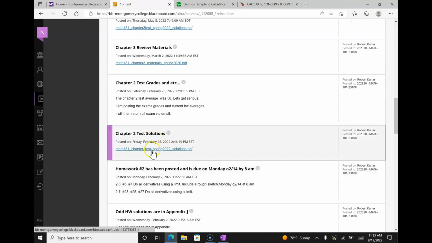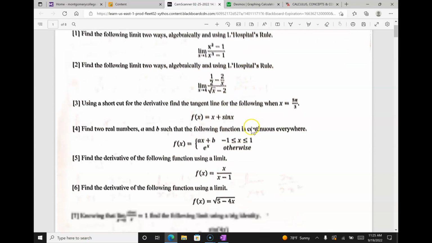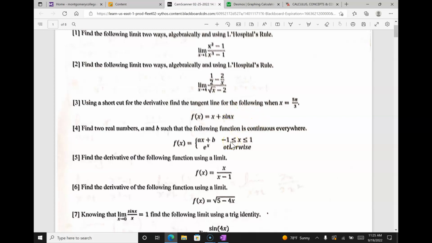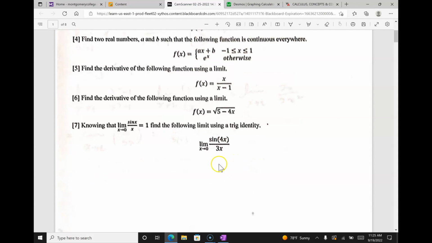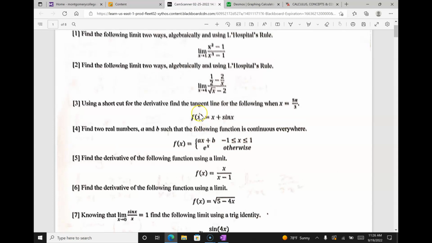So Chapter 2 test solutions from spring 2022. The test itself is a little blurry, but if you go to the answers, it'll be cleaner. So you can see algebraic limit with L'Hopital, algebraic limit with L'Hopital, right? Tangent line, continuity, find the derivative, and number 7, don't do that because that's the one I skipped. Anything with this limit of sine x over x as x goes to 0, any question like that, just skip it. Okay? I skipped that this semester. So this is a pretty good example of what your test is going to look like.